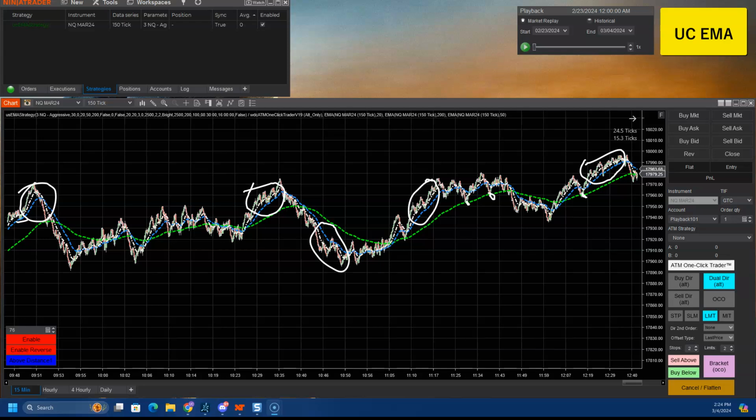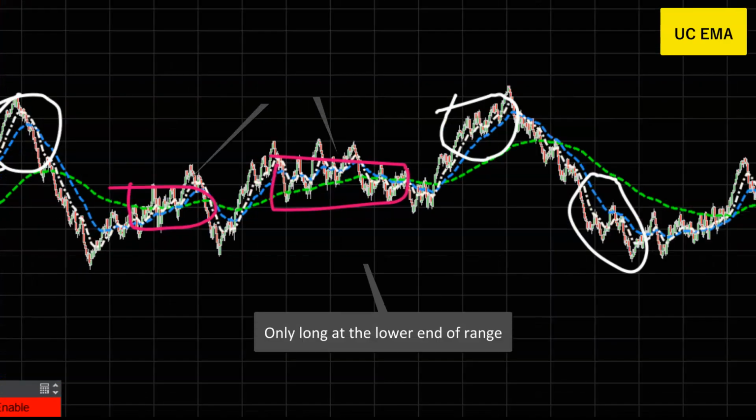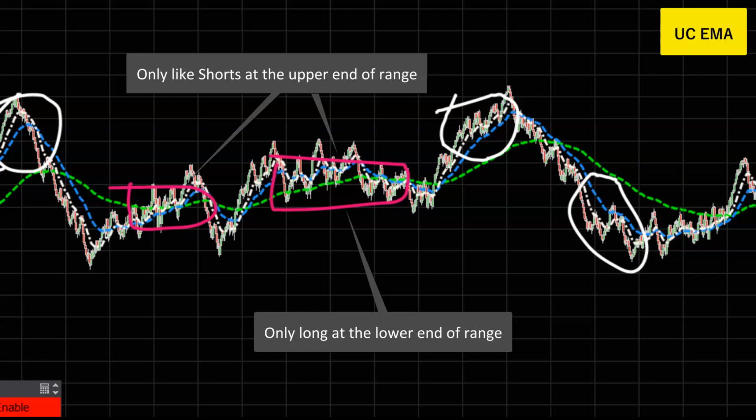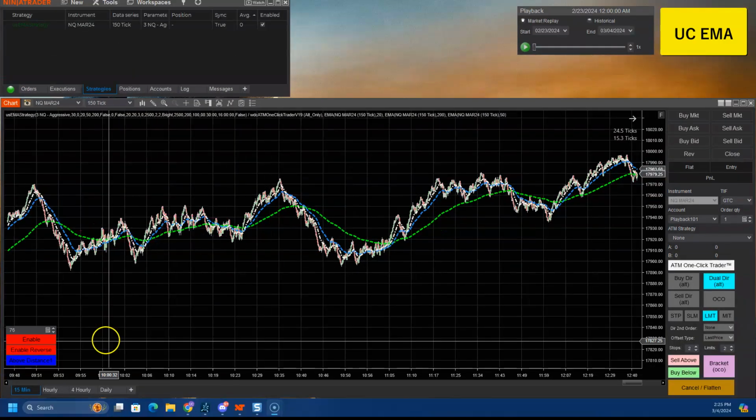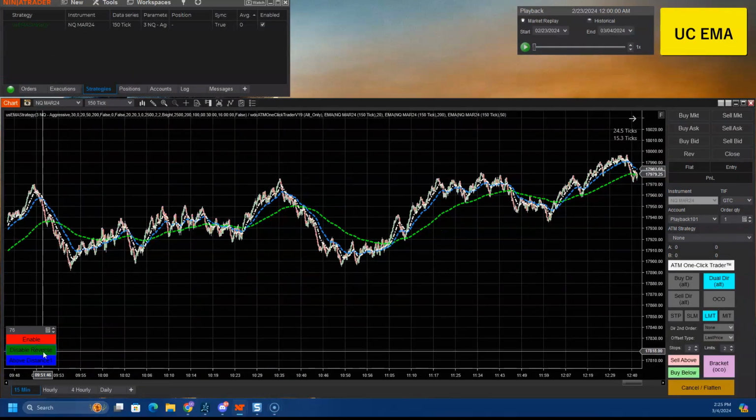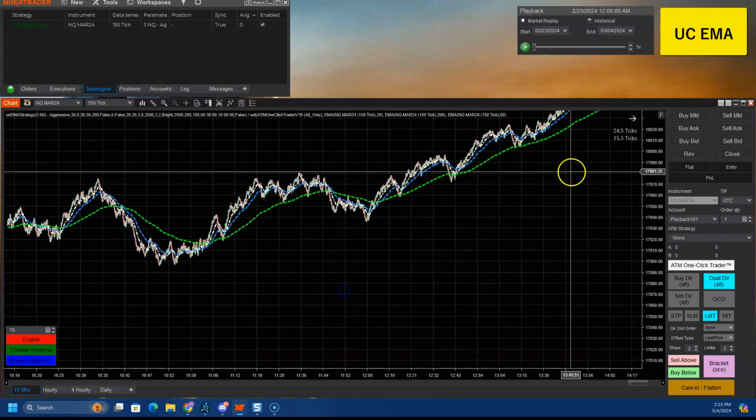And then also I like to trade the reversals when the market is a little sideways, for example, this one. You don't want to go long on top of the range when the market is sideways, and you don't want to go short towards the low end. So you don't want a short here, you don't want a long here. You want the opposite. You want the short here and you want the long here, and you can do all of that with the UC EMA with this reverse button. So those kinds of things.